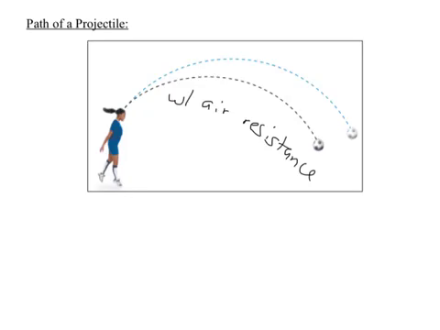We have 2 different types of trajectories. One has air resistance, one doesn't. Clearly I already labeled here. This one does have air resistance. What does air resistance do to a projectile? Slows it down. Air resistance slows it down. So it's not going to reach as far, and it's not going to reach as high of a max height.